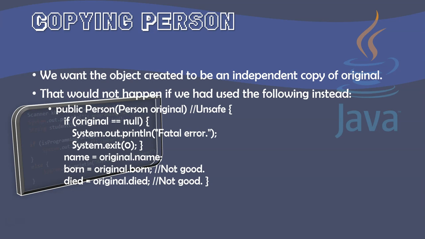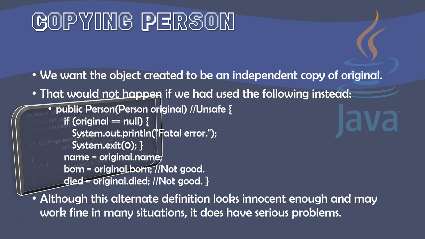If we use the following method here: public Person(Person original). We say this is an unsafe copy. If original is equal to null, print out an error. Otherwise, name is equal to original.name, born is equal to original.born, died equals original.died. And you might be wondering, why do we have these flags here? Why is this saying this is unsafe? Why are these not good here? Well, let's dive a little more into that to see why.